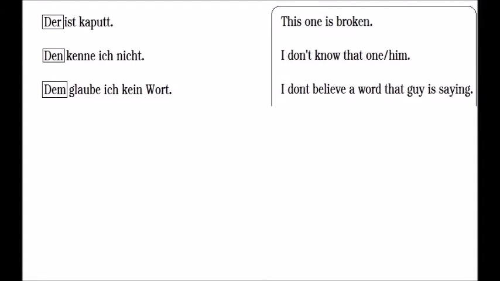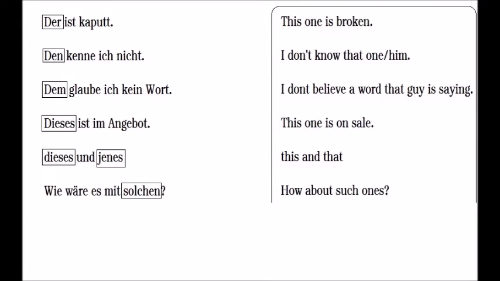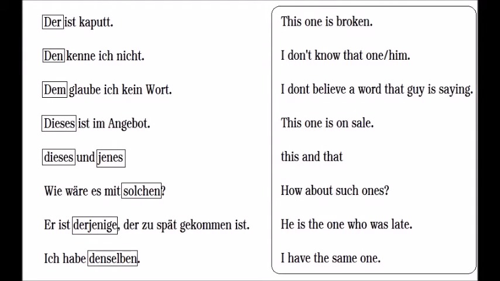Dem glaube ich kein Wort. I don't believe a word that guy is saying. Dieses ist im Angebot. This one is on sale. Dieses und jenes. This and that. Wie wäre es mit solchen? How about such ones? Er ist derjenige, der zu spät gekommen ist. He was the one that was late. Ich habe denselben. I have the same one.